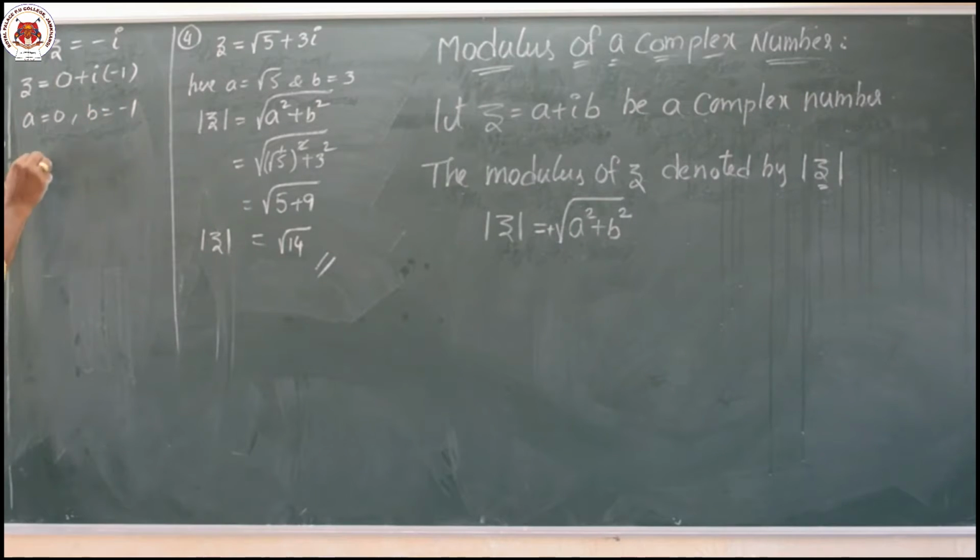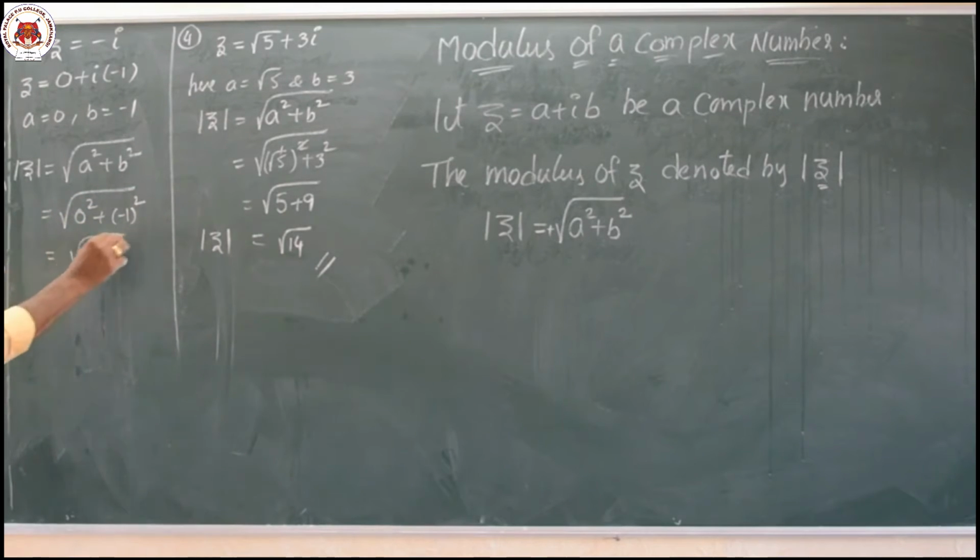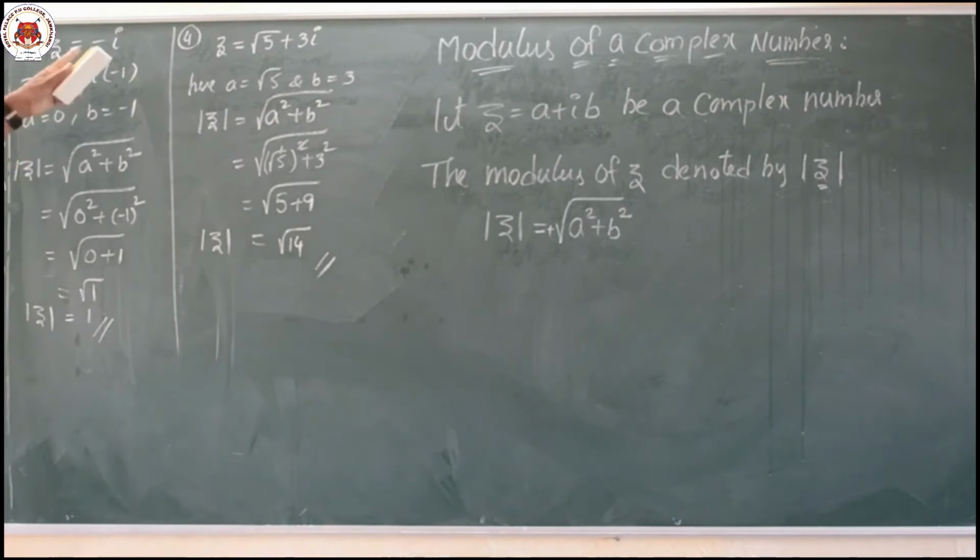So the modulus of z equal to square root of a square plus b square. If we substitute here, a means 0, 0 square, b means minus 1, minus 1 square. So 0 square value is 0, minus 1 square value is 1. 0 plus 1 means 1. We know root 1 value is nothing but 1. So the modulus value of minus i is 1.